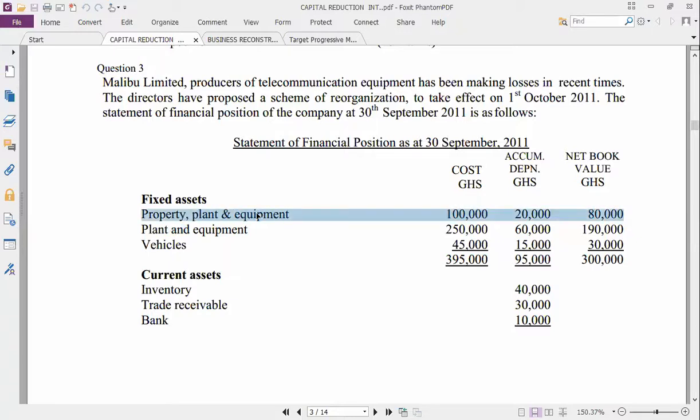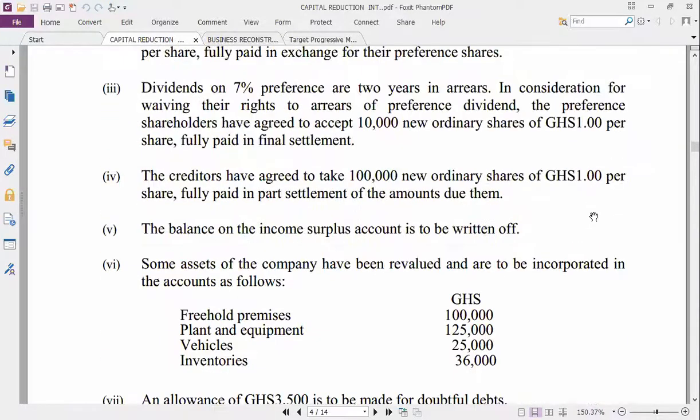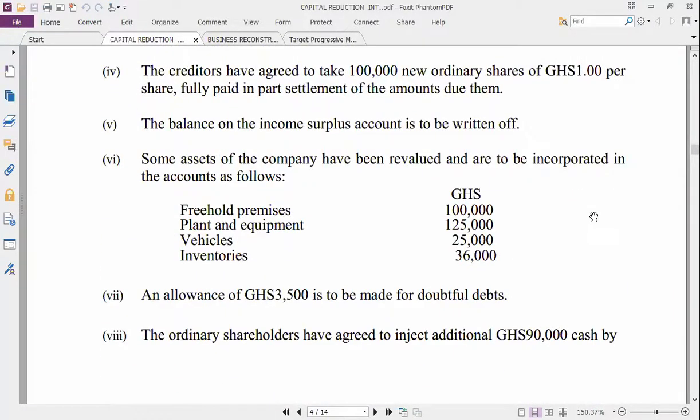So what's the current amount? The net book value is what? 80,000. Agreed. The net book value is 80,000. What is the fair value? Let's go to the footnote and pick the fair value. The fair value is 100,000. So is the company gaining or losing on that valuation? So a gain of what? 20,000. So let's go and key it in. So freehold premises, a gain of 20,000.